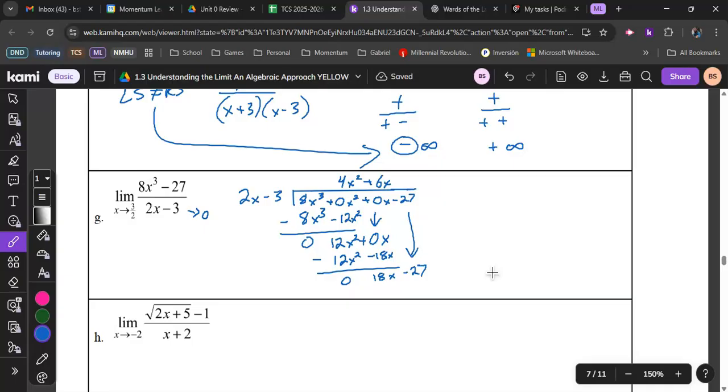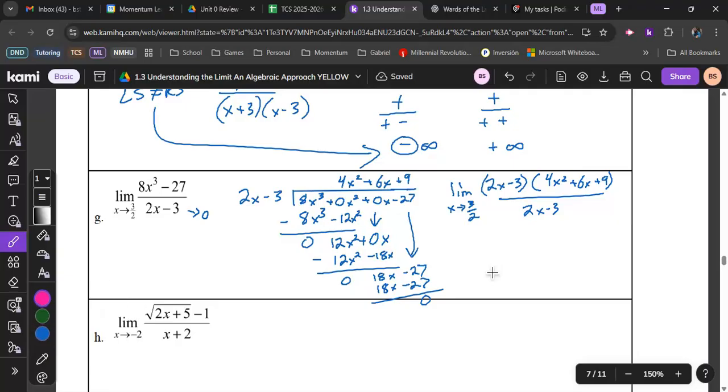It's all right. So now, 2x goes into 18x 9 times. So that gives me 18x. 9 times negative 3 is negative 27. When I subtract, it gets 0. Perfect. That means it's a factor. So, now I can rewrite it as being 2x minus 3 times 4x squared plus 6x plus 9 all over 2x minus 3.